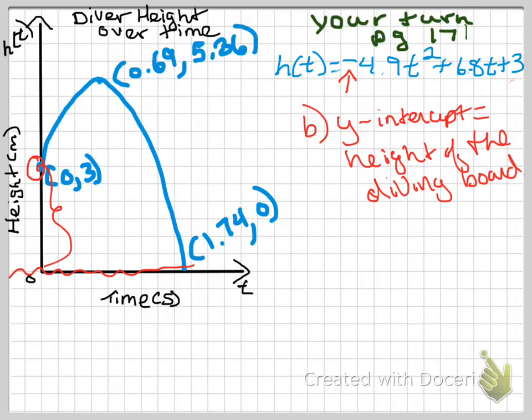Alright, C says, what maximum height does the diver reach, and when does she reach the height? Well, we already know that we have a parabola, it's downward facing. We know that our vertex is going to be our maximum point. If you think about it, when the diver leaves the springboard and goes up, she's increasing in height. She's going to reach the maximum height possible, and then it's going to be decreasing. So for C, we know that our vertex is going to be our maximum.